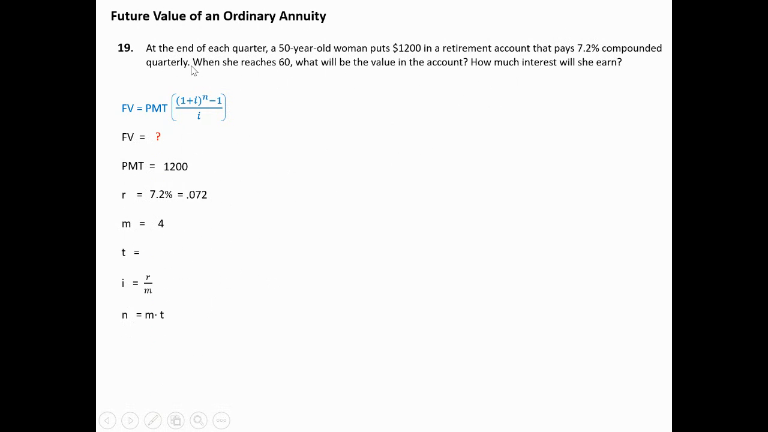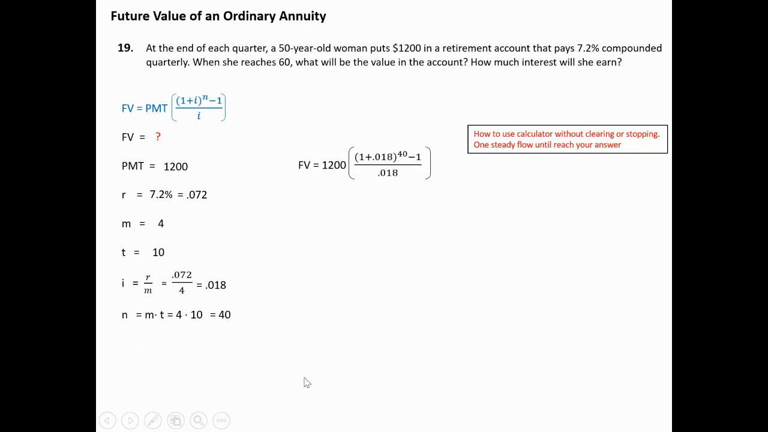So here for the time, they don't give you the specific time. But if she's 50 right now, and she wants to reach 60, the time will be 10. So the I will be R divided by N, which will be 0.072 divided by 4. And the N will be M times T, which will be 4 times 10, which will give us 40. So what we do is plug in the values into the formula.